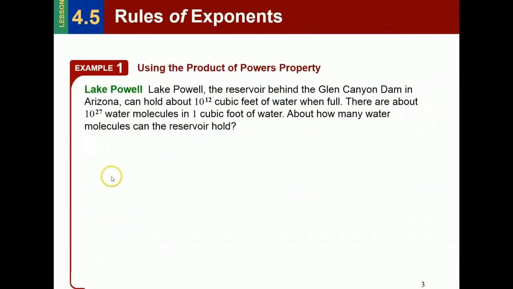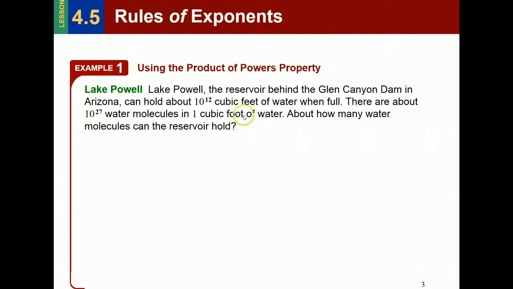Okay, so let's take a look at Lake Powell. This is a reservoir behind the Glen Canyon Dam in Arizona. It can hold about 10 to the 12th power cubic feet of water when full. This is some crazy number. I can't even imagine what that is. I'm hoping you have a pretty decent understanding of what a cubic foot is by now, right? This is a cube that is 1 foot by 1 foot by 1 foot in 3 dimensions.